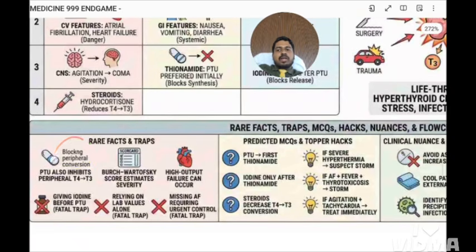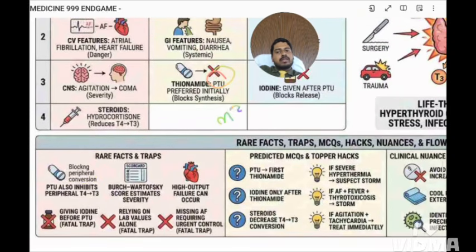Okay. Now, blocking peripheral conversion, PTU also does, not only hydrocortisone. So that's why we prefer PTU when compared to methimazole. Okay. Methimazole doesn't block conversion of T4 to T3, but PTU does. So that's why PTU will inhibit release also, and it will inhibit conversion also. Now, what is this Burch-Wartofsky score? It will estimate severity of thyroid storm.